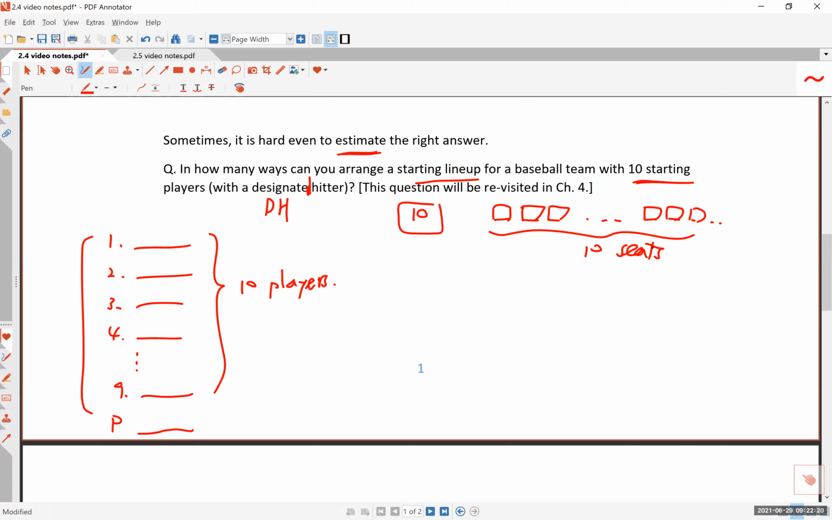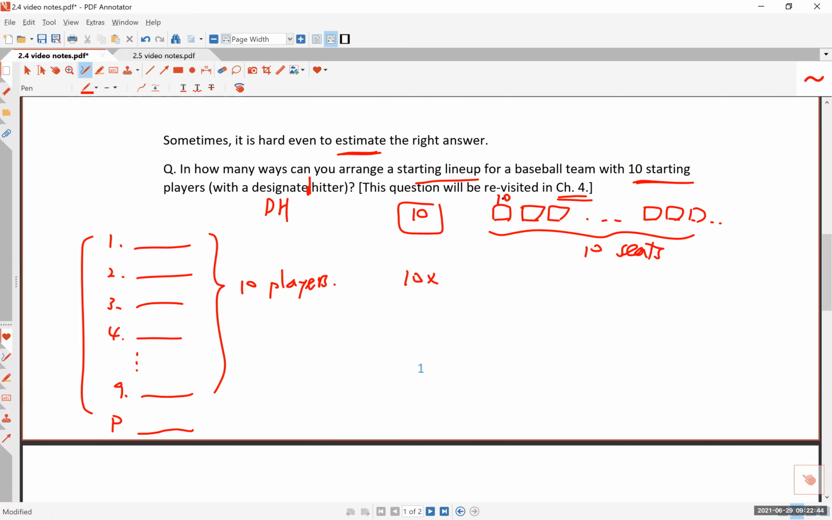It is basically the question of permutations. So how many permutations are there for 10 objects if you have to line them all up in a single line? And the answer, of course, we will learn later. In chapter 4, we will be studying how to count these things. But the answer turns out to be, and here's pretty much the idea.